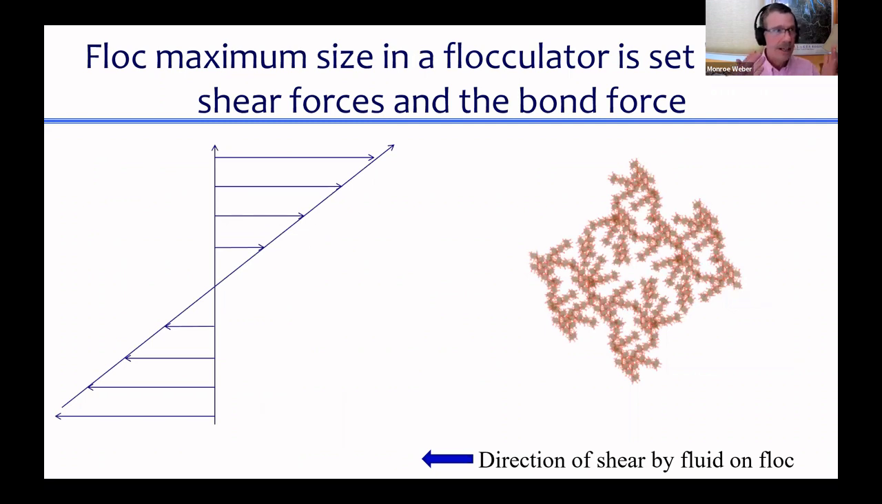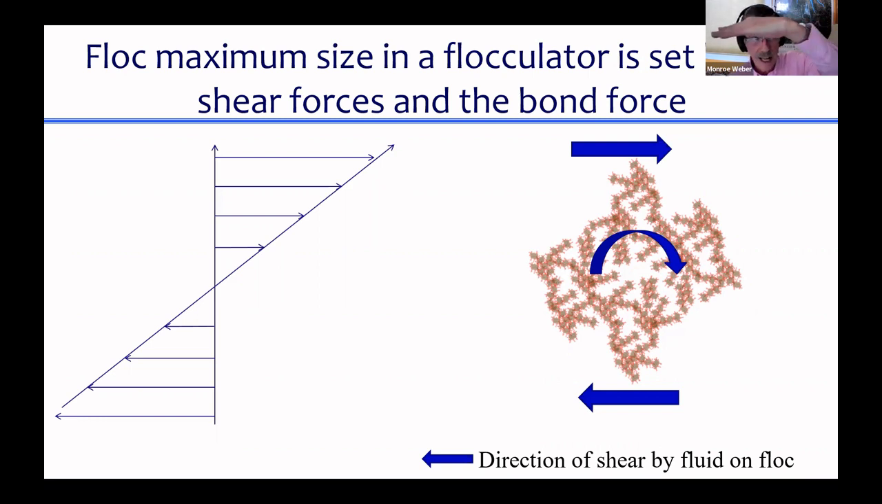If you have a floc sitting in a velocity gradient, that floc is rotating and it's experiencing forces that are trying to pull it apart. So at the top of the floc, the water is moving to the right. At the bottom, it's moving to the left. That's causing the floc to rotate. And that means there's actually shear on the floc at the top that's pushing it to the right, at the bottom to the left.